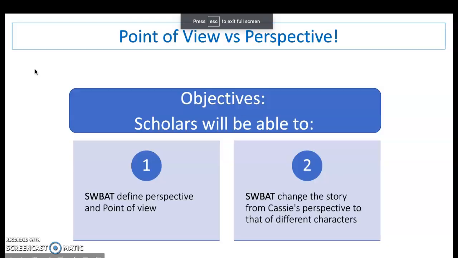Hey team! In this video, we're going to talk about the difference of point of view and perspective. By the end of this video, you all will be able to define perspective and point of view. And by the end of this video, you will be able to change our story from Cassie's perspective to that of different characters.